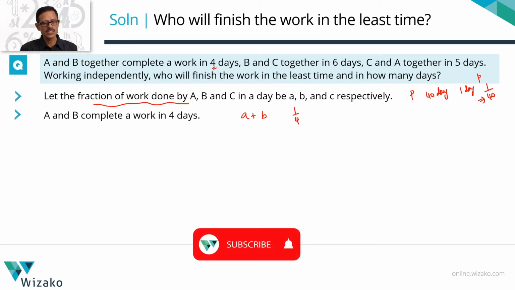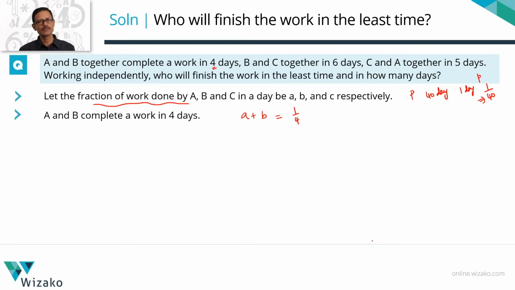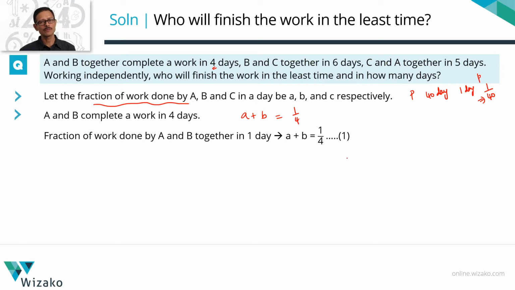This is in number terms. This is in variable terms: the fraction of work done by A and B together is equal to 1/4. So this is the basis to form equations for any work time question. You can add the fraction of work done. You can never add the time taken. Adding time taken makes no sense at all. So equation 1 is A plus B equals 1/4.